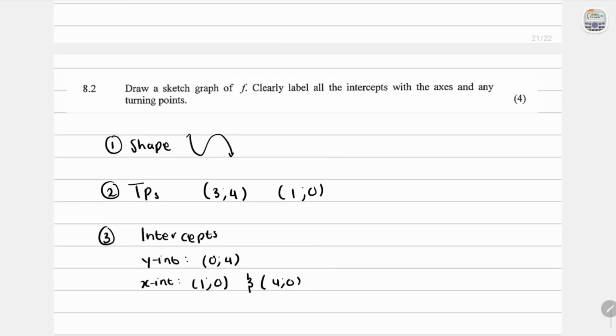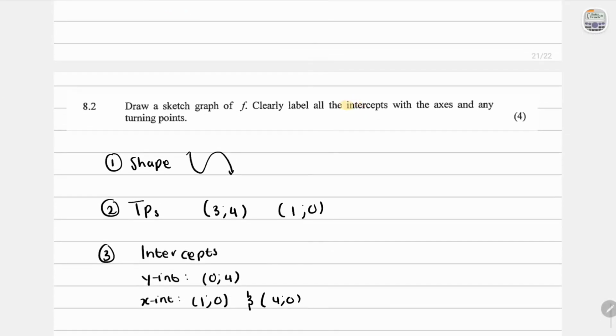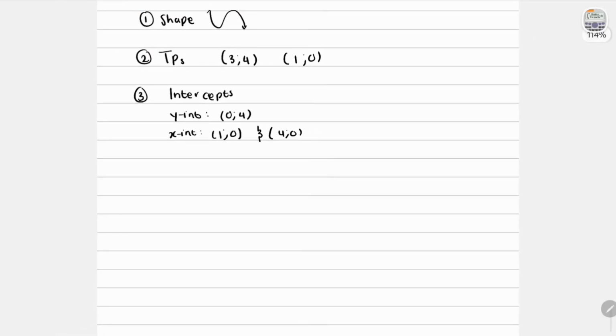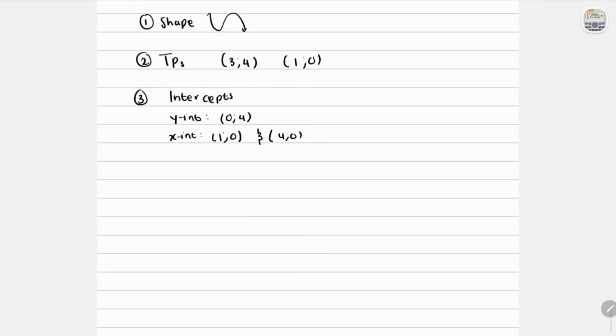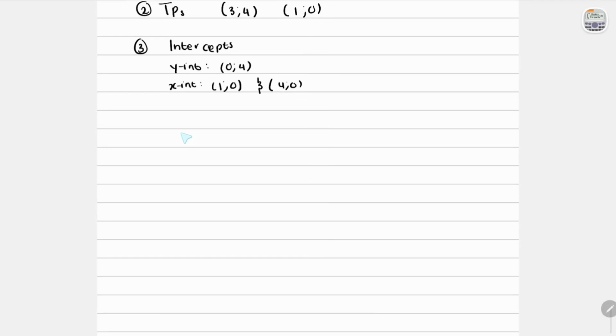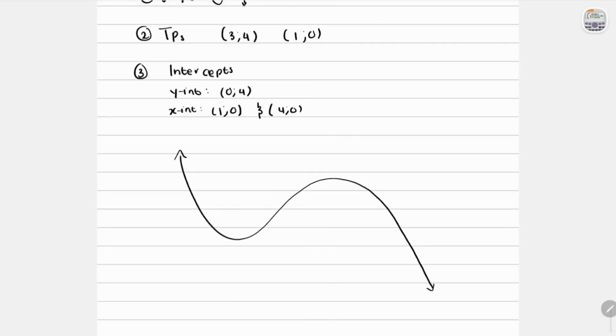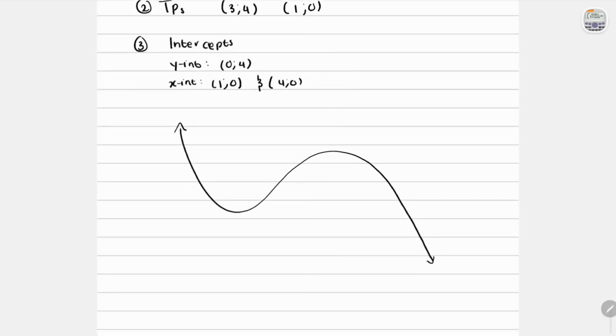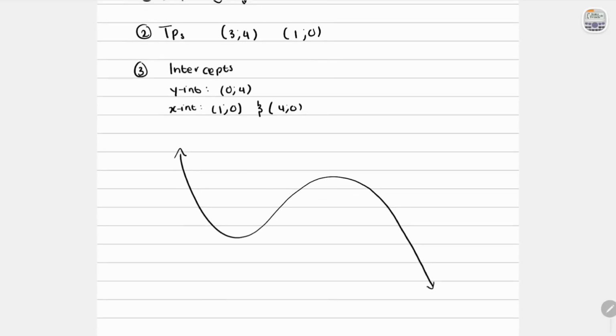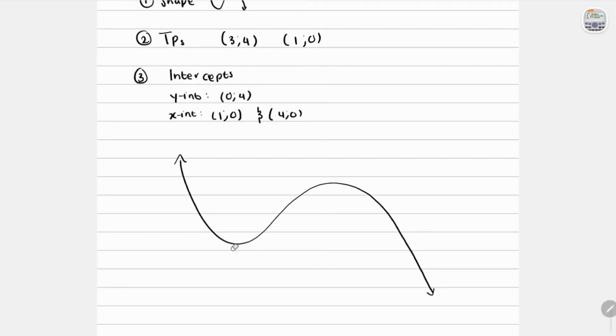They didn't really ask for points of inflection. They only asked for intercepts with the axes and turning points. So now sketching our graph, we already know the shape. The best thing to do is to sketch the graph down with the shape. So we know that our graph will look like that. And then we can add our x-intercept. Now we know that this point (1, 0), because it is a turning point and also an x-intercept, is going to lie on the x-axis. So it is the smaller turning point, as we can see, because the x value is 1. So that will be it.